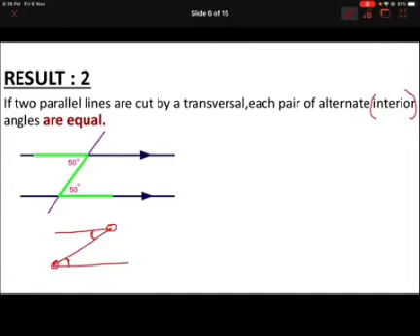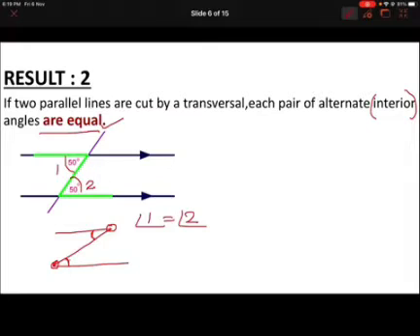And how are these alternate angles? These alternate angles are equal. So the second result is alternate angles formed when a transversal cuts two parallel lines are equal in measure. They are equal in measure. That's why in this example you can see this angle and this angle, they form one pair of alternate interior angles and they are equal. Okay, so suppose I give this as angle 1 and this as angle 2, then I can write angle 1 is equal to angle 2.